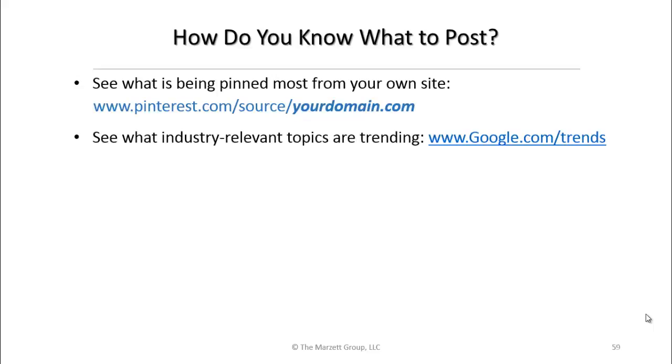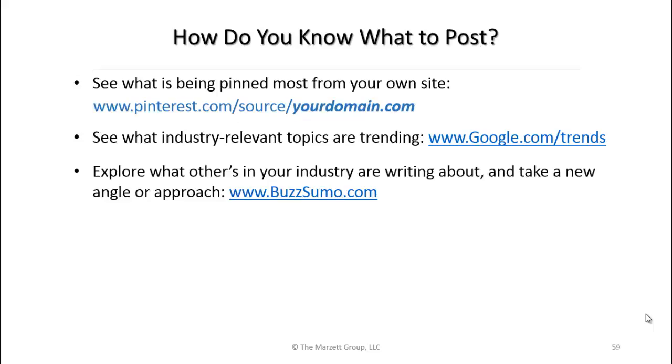Another great option is to go to Google Trends to see what is currently trending. You can type in your specific industry so that you can see what's relevant to your business and what topics are trending, and get some ideas from there.